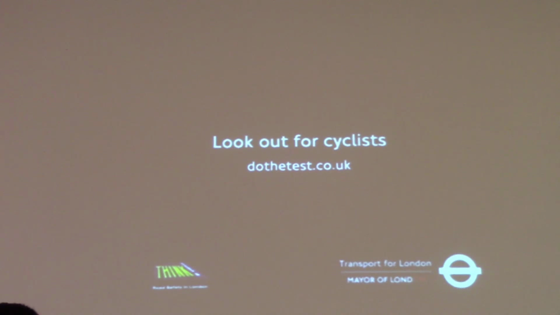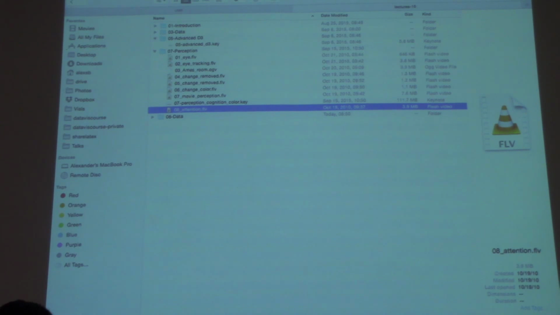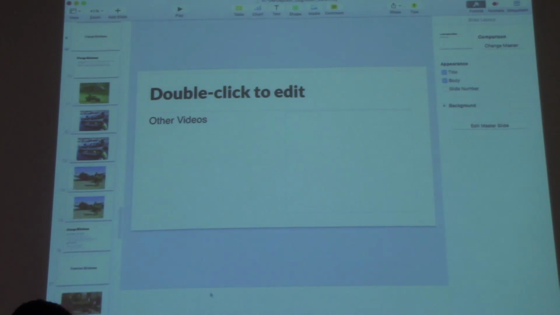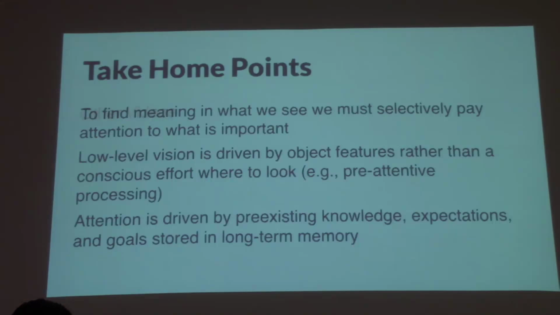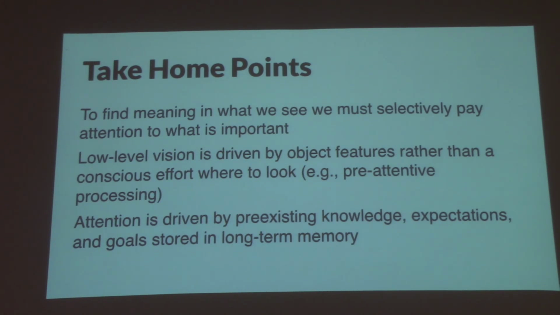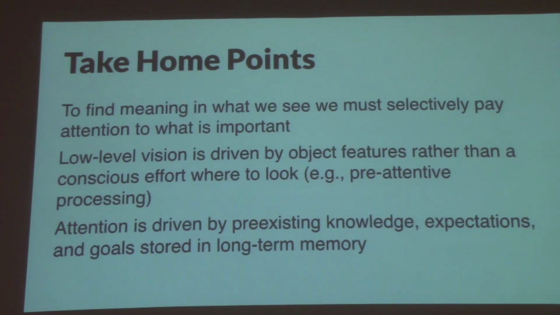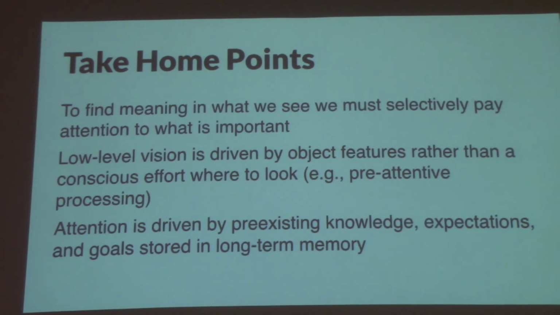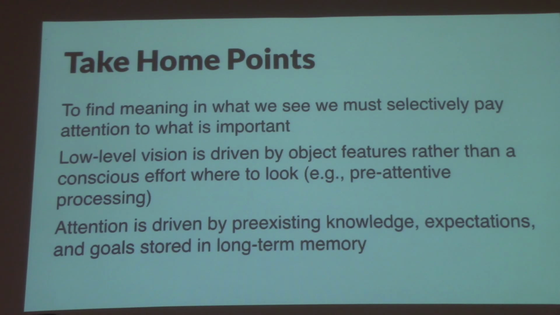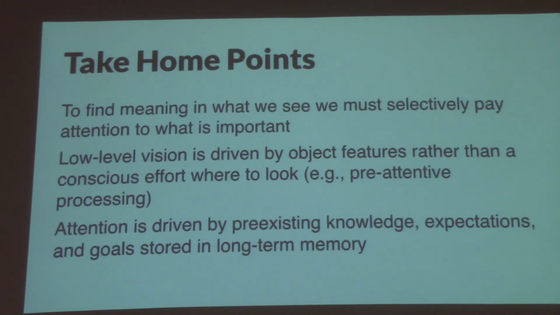Yeah, so this is of course relevant for many things, but it's also relevant for visualization. So why is this important for visualization? We must selectively pay attention to what is important to understand it, and you have to think about this when you design interfaces for your users. Our low-level vision is driven by object features rather than conscious effort to where to look, like this preattentive processing. And our attention is driven by pre-existing knowledge, expectations, and goals stored in long-term memory.